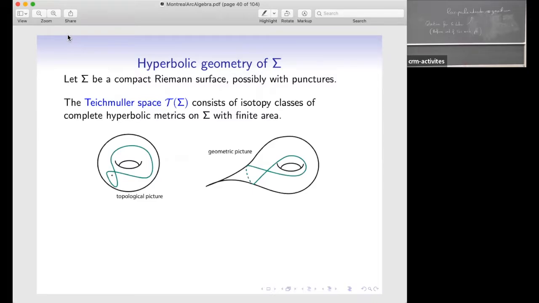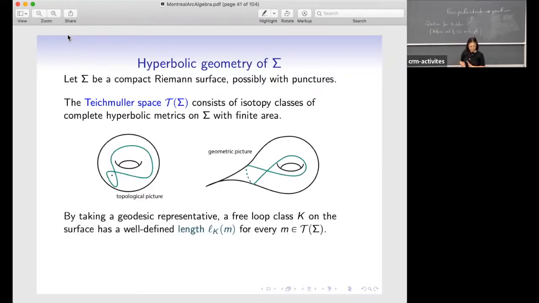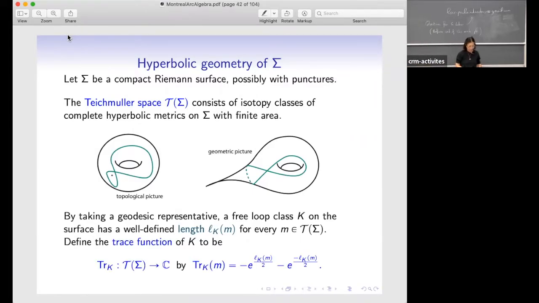They're called cusps. And the nice thing about these metrics is that if I have a loop, I can compute its length, because metric length. I'm going to define this thing, which doesn't really make sense right now: if I fix the K, then for every metric, I have some kind of length for that K. And instead of just looking at the length, I'm going to do this weird thing, which is minus e to the length over 2 minus e to the minus length over 2. I do this complicated thing to it, and I call it the trace function.